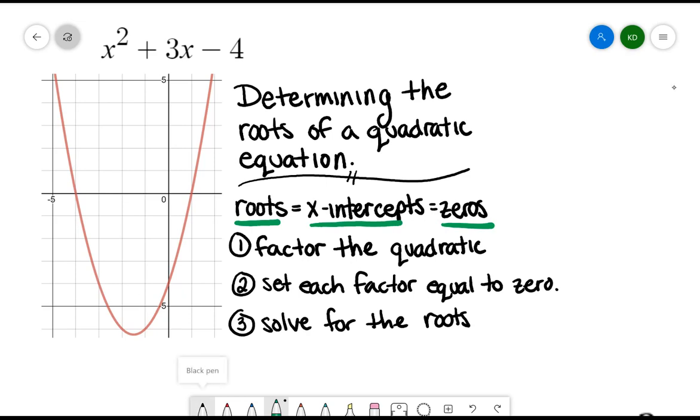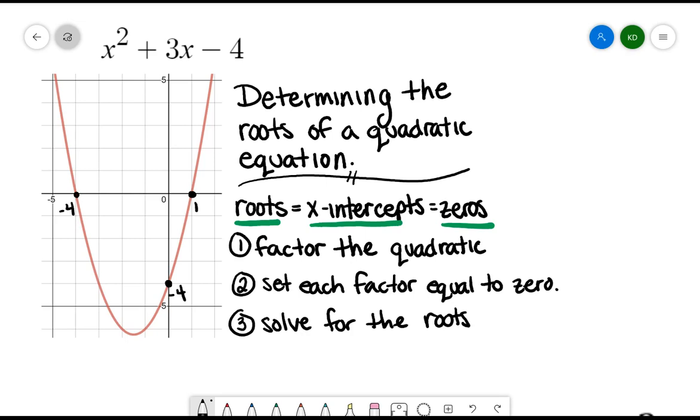So the first thing that we need to do to solve this algebraically is to factor the quadratic. What we also want to talk about is what exactly we are solving for. When we're determining the roots of a quadratic function, what I have here is my quadratic x squared plus 3x minus 4, and I've attached the graph of what this looks like. What I want us to notice about this quadratic is some of its characteristics. It opens up, we have a y-intercept at -4, and we have x-intercepts at +1 and at -4.